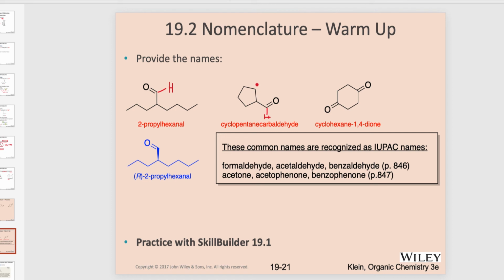Here we have a cyclopentane ring, and then a carbaldehyde, adding another carbon. And here we have a dione, two carbonyl groups. They are in a 1,4 relationship. Of course, we could also have a 1,2 as well as a 1,3, but this is the structure I drew.